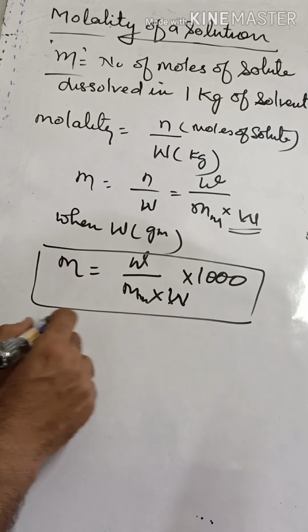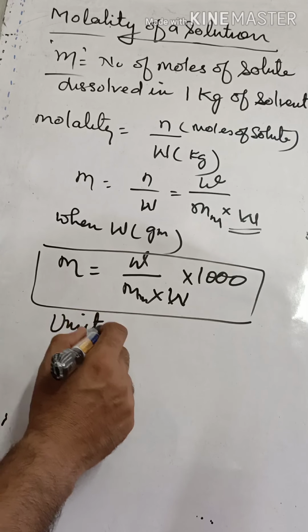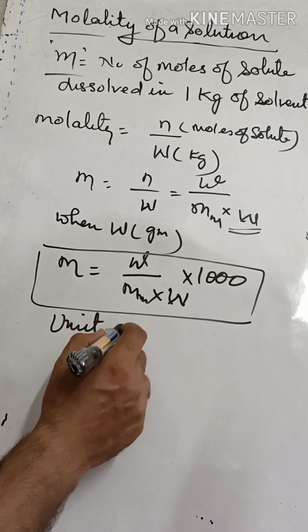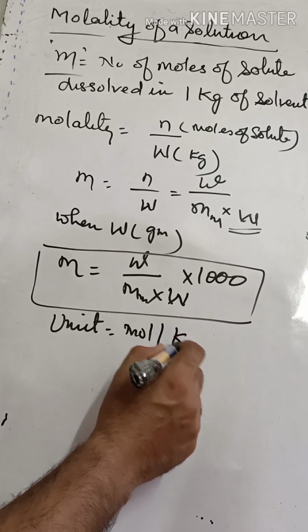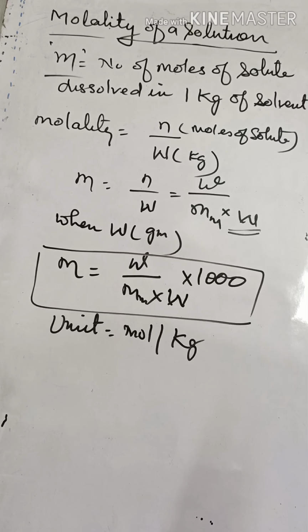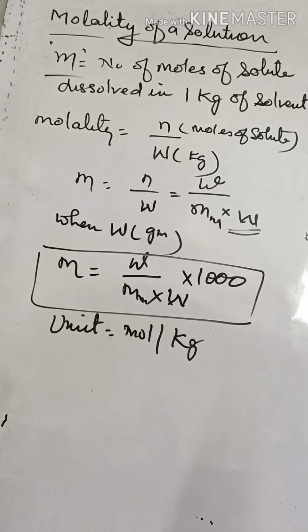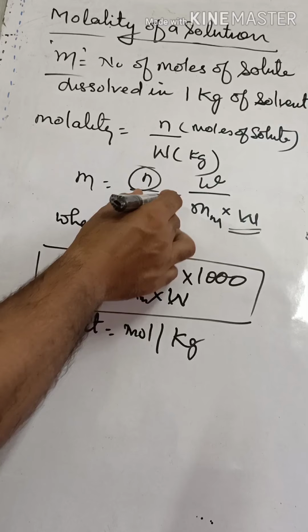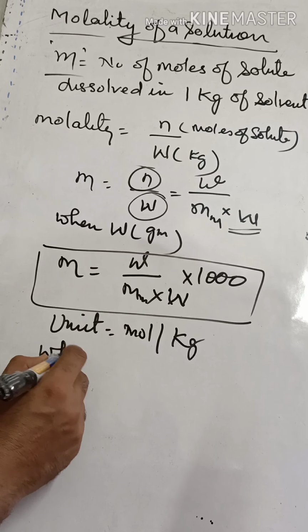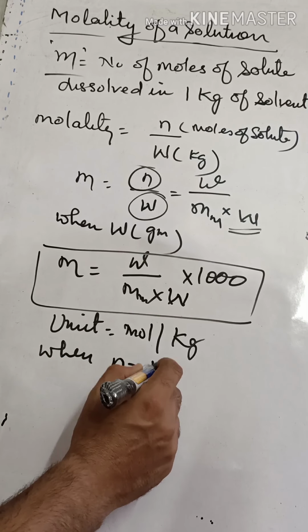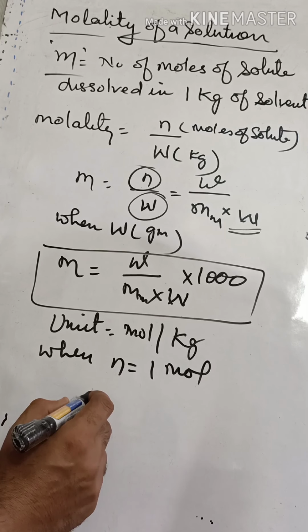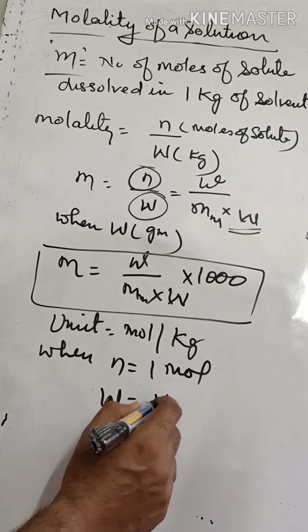What will be the unit? Unit of molality is mole per kg. Or when 1 mole of solute is dissolved in 1 kg of solvent, n is equal to 1 mole and this is 1 kg.